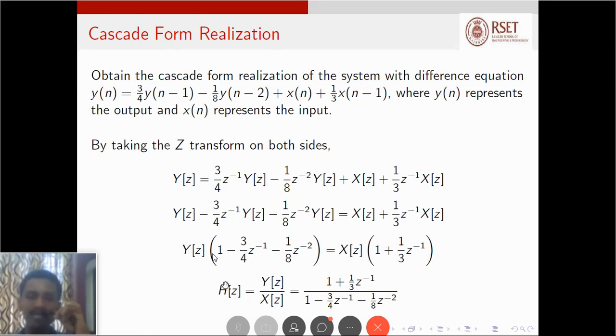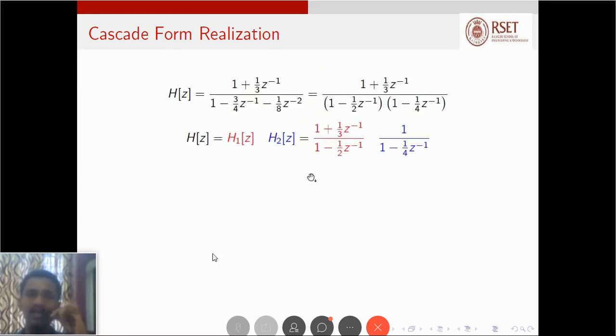Then to obtain the transfer function, h of z is equal to the Z transform of the output divided by the Z transform of the input. So if you take that ratio, y of z by x of z, you will get 1 plus 1 by 3 z inverse divided by 1 minus 3 by 4 z inverse minus 1 by 8 z raised to minus 2.